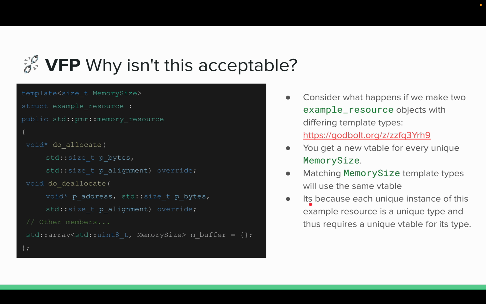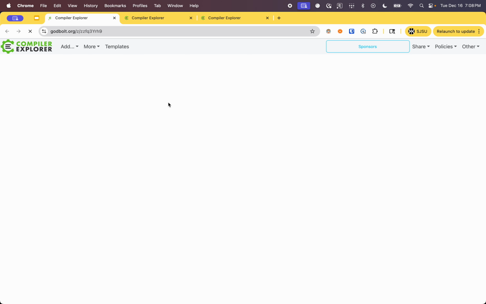So why is the previous example not acceptable? And just notice that I'm not writing down the do_is_equal just because it's just to save space on the slides. This is all slideware, so there's probably some things in here that might not be 100% correct. I'm pretty sure it is, though. But yeah, so consider what happens if we make two example resources, these little examples here, with different memory sizes. We can look at this example here to get an idea.